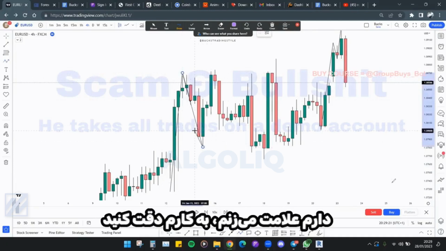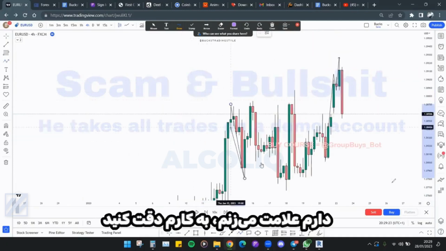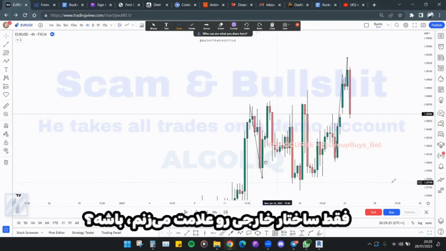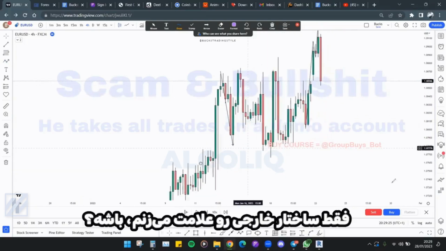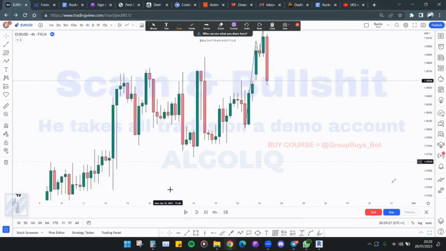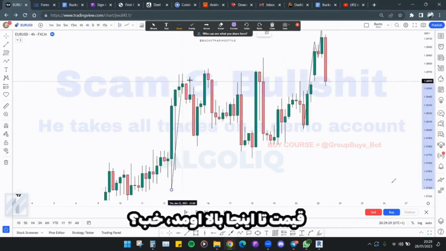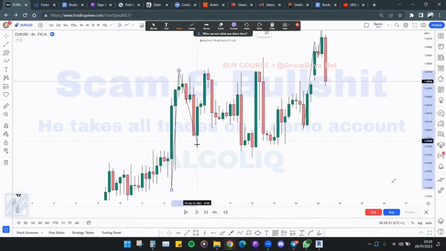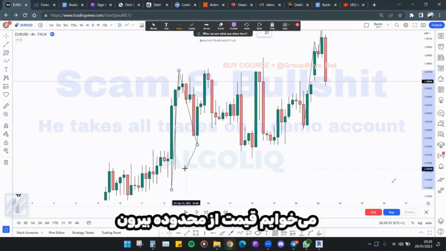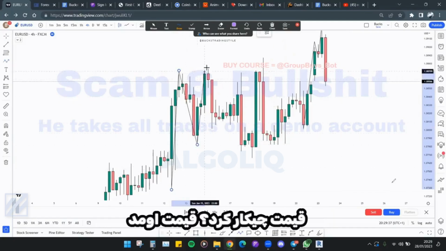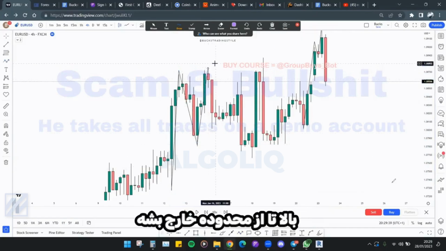Now I'm marking, just be looking at what I'm doing. I'm marking external structure only. Okay? See what I'm marking. Price came all the way up, came back down. So that's our new range, okay? We want to see price break out of the range. And what did price do? Price came up here to break out of the range.